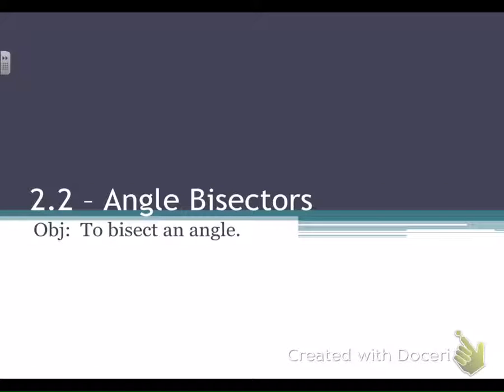All right, so 2.2, we are talking about angle bisectors. And the objective is to bisect an angle. Okay, so fill that in on your notes.